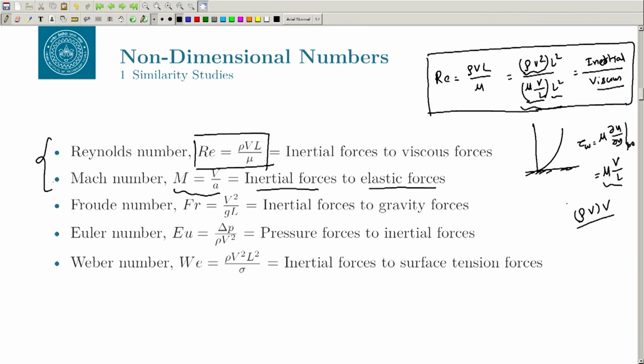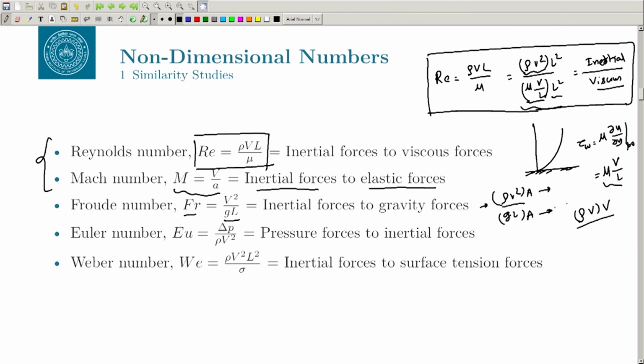But then there are some other situations where other numbers may become important. For example, there is a Froude number, which is given by V square by gL, or you can write it as rho V square by gL times area. This is the inertial force over the gravity force, and when gravity is important, this number becomes very important.